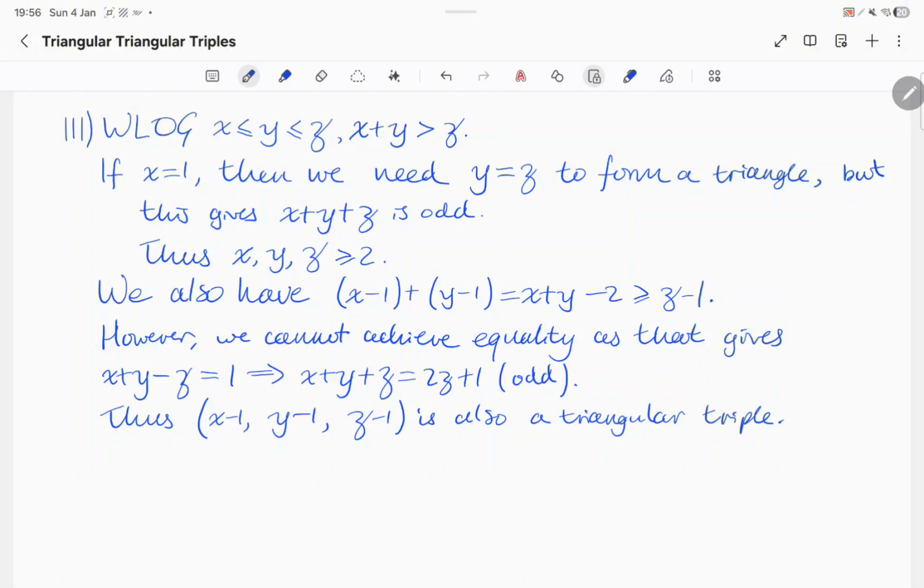We also have x minus 1 plus y minus 1 is equal to x plus y take away 2, and that is greater than z minus 2. Therefore, it's going to be greater than or equal to z minus 1. However, we can't actually achieve equality, since that would give x plus y take away z is equal to 1, and therefore x plus y plus z is equal to 2z plus 1, and that's an odd number, which is not allowed. Therefore, we have that x minus 1, y minus 1, z minus 1 is also a triangular triple.